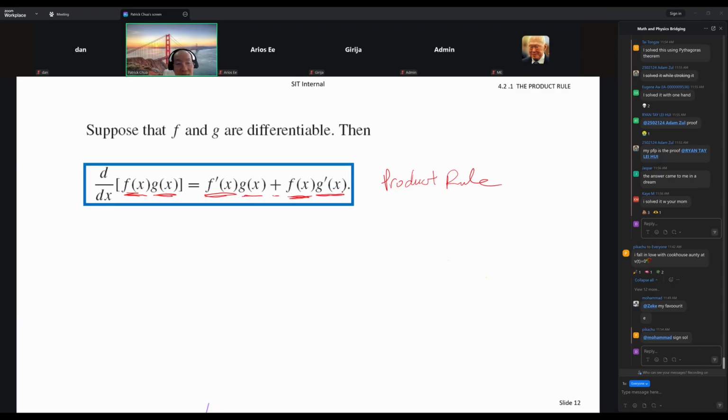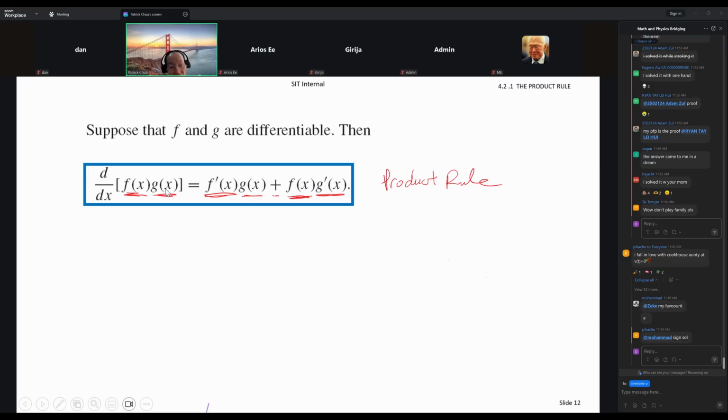Again, when you differentiate the product of two functions, here you have a function of x and another, different function of x. When you differentiate them, the rule says first you differentiate the first function, f prime x. Keep the second function unchanged. Don't do anything to it. Then you plus. Then you keep the first function unchanged. You differentiate the second function. That will give you your answer.